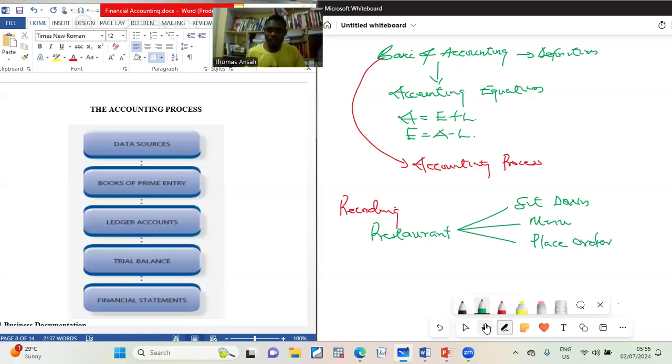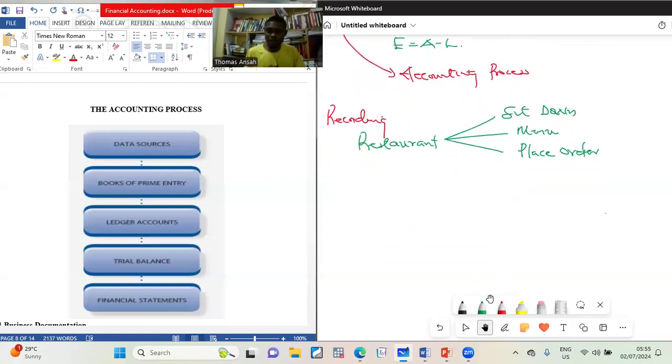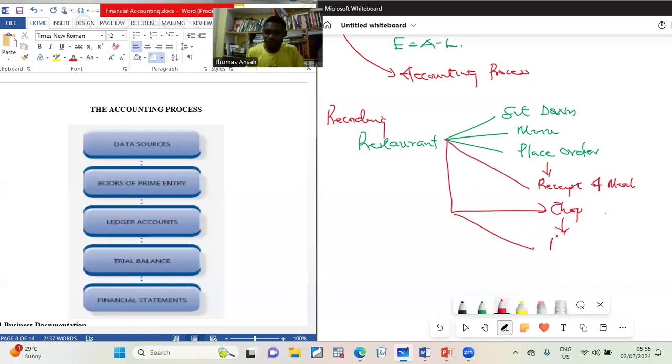Now when you place the order, the waiter or the waitress will come to you. When he or she comes to you, he takes your order and makes the request at the kitchen. Once that is done, you receive your food. So you receive receipt of the meal. When you get it, of course, you chop down with it. You eat. After eating, what happens? They give you a bill. And what do you do? You pay. So have you seen the processes?